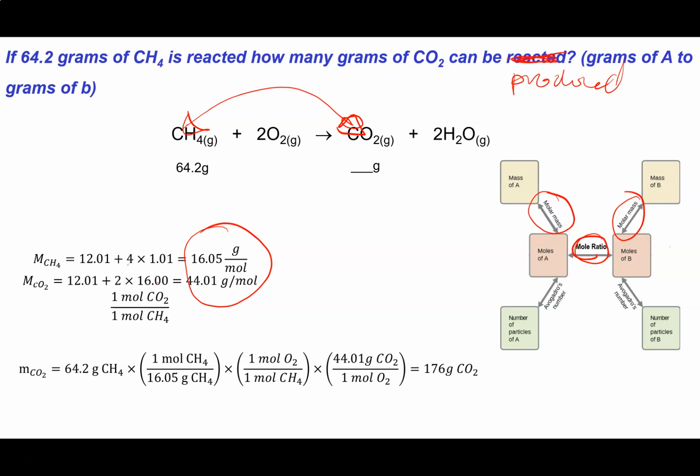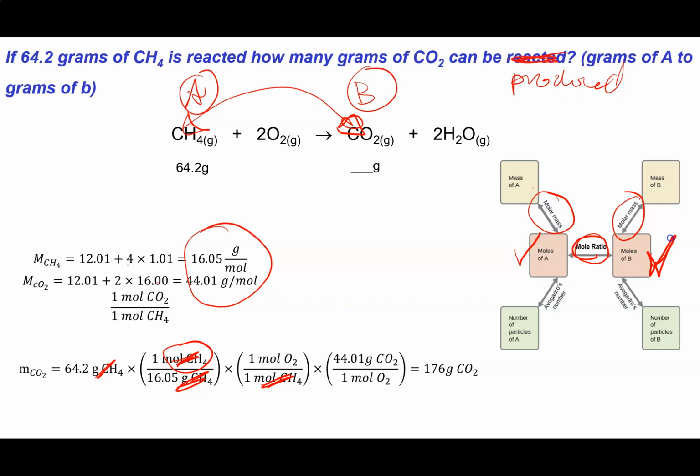So now I've just got to do the calculation, right? So it's going to be the grams of methane multiplied by 1 on the molar mass of methane, and when I do that, that gets me to the second box here, which is moles of methane, because methane is my A and carbon dioxide is my B. Now I'm going to multiply by my mole ratio, and I want to be getting rid of methane, and I want to be left with CO2. So multiplying in that way gets me to my moles of B.